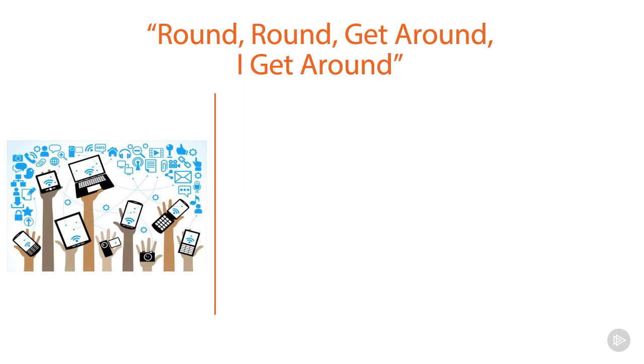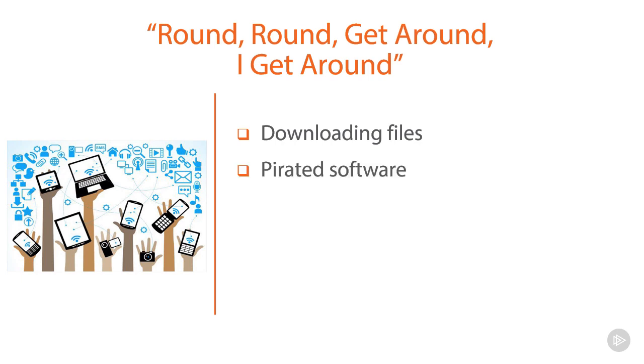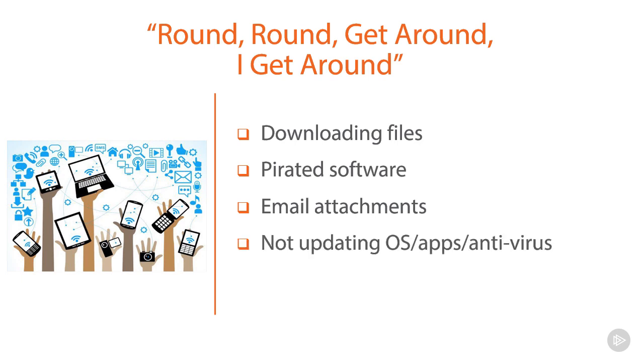It does it very easily, especially with today's technology, with so many different devices out there and people sharing so much information, that we see it being deployed via downloads. People download files that they think are something that it's not, or even, you've heard me mention before, a little pet peeve of mine, pirated software. But one of the bigger ones is now email attachments. And not just email attachments, but also possibly social networking links. Another way that these bad boys get around is by people not updating their operating system or their applications or possibly even their antivirus.